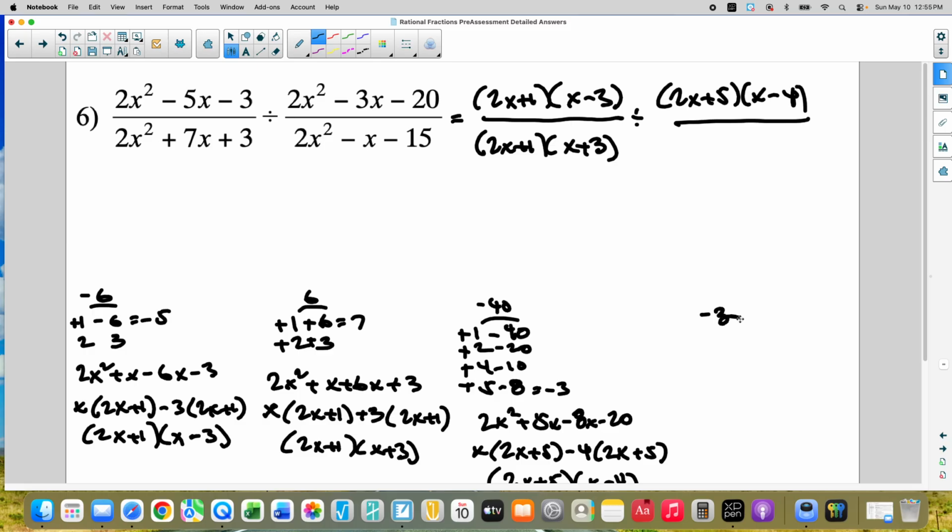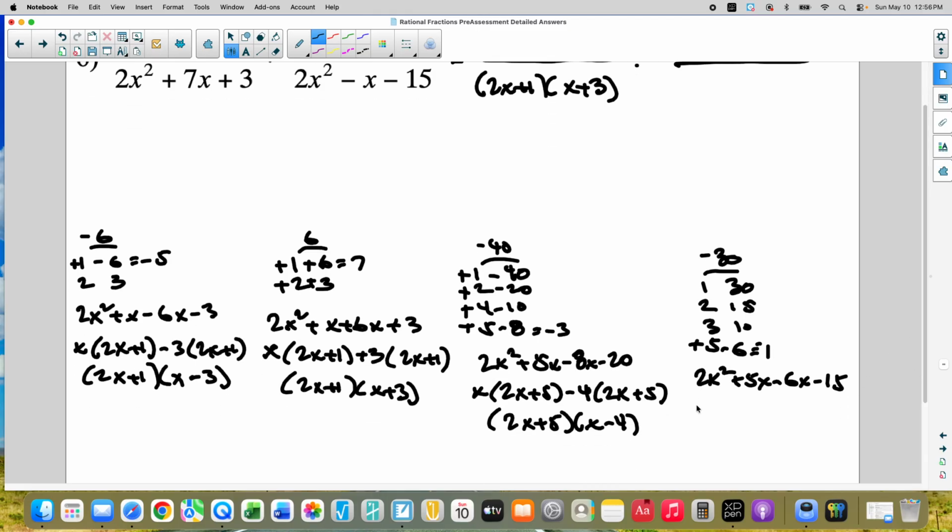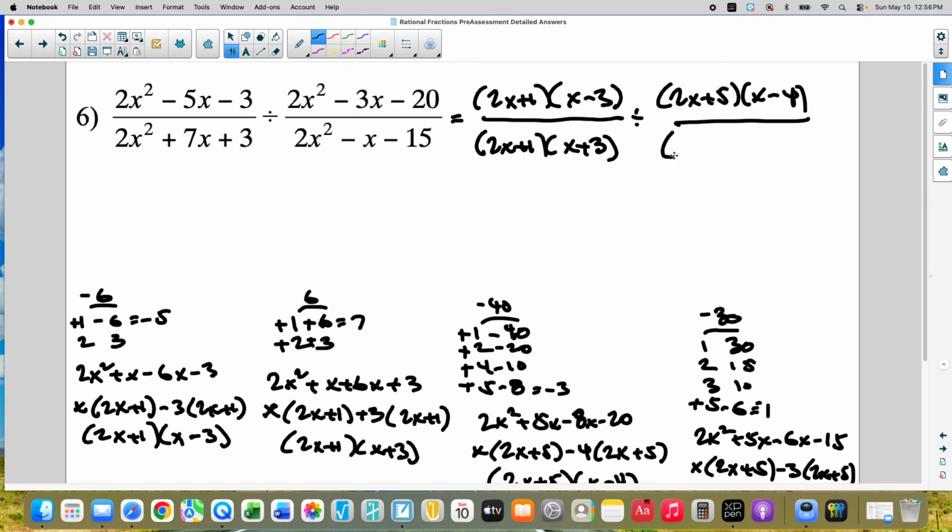That's negative 30. 1 and 30, 2 and 15, 3 and 10, 4 no, 5 and 6. Signs are different. Bigger's negative to get 1. That's my negative 1 right there. So 2x squared plus 5x minus 6x minus 15. Factor out an x, 2x plus 5. Factor out a negative 3, giving us 2x plus 5. 2x plus 5, x minus 3.